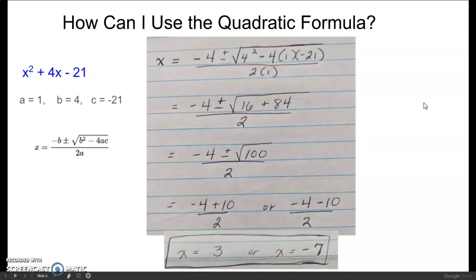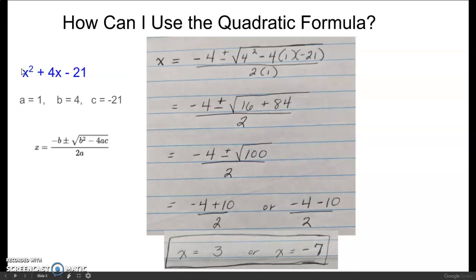Okay, so the next question is, how can I use the quadratic formula? All right, so you can see I've done a little workout on paper here, so I'm going to try to talk us through this. So I wanted us to start with this equation first. So y equals x squared plus 4x minus 21, and we're going to assume it equals 0, right? So that's what we're really solving for here.